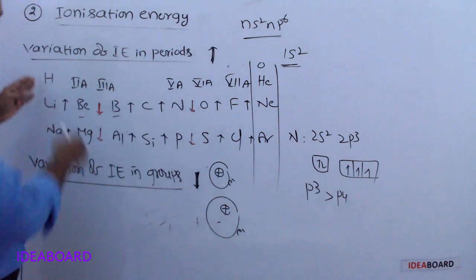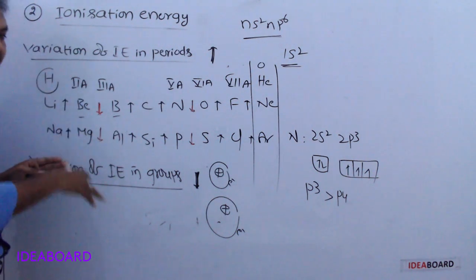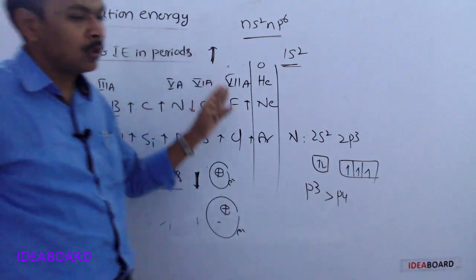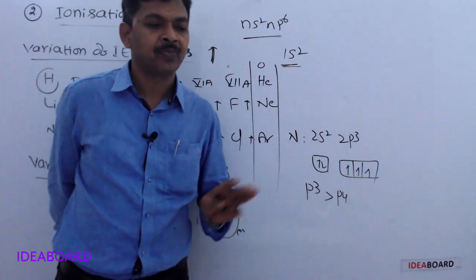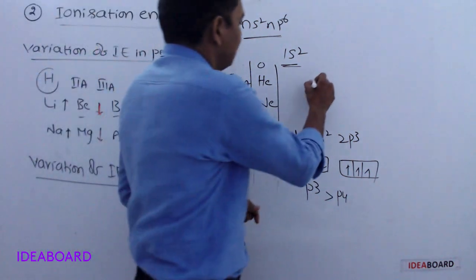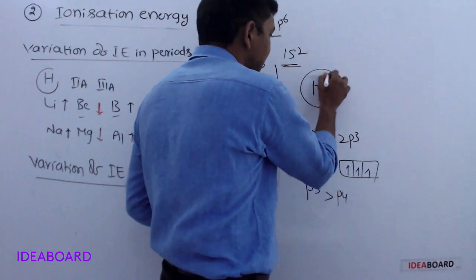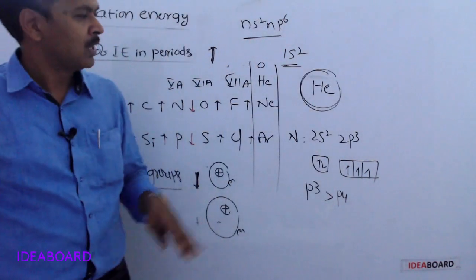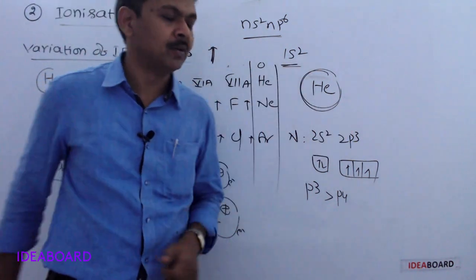In the periodic table, first A group elements except hydrogen are called alkali metals. So alkali metals have the lowest IP value. Inert gases have the highest IP value. In the periodic table, the element with the highest IP value is helium. Among all the elements, helium has the highest IP value.